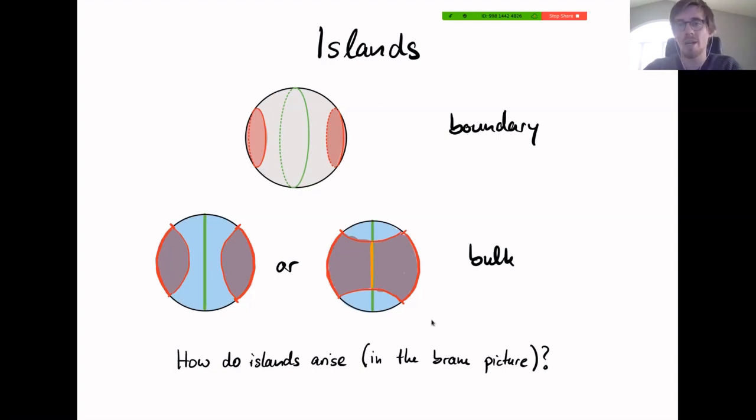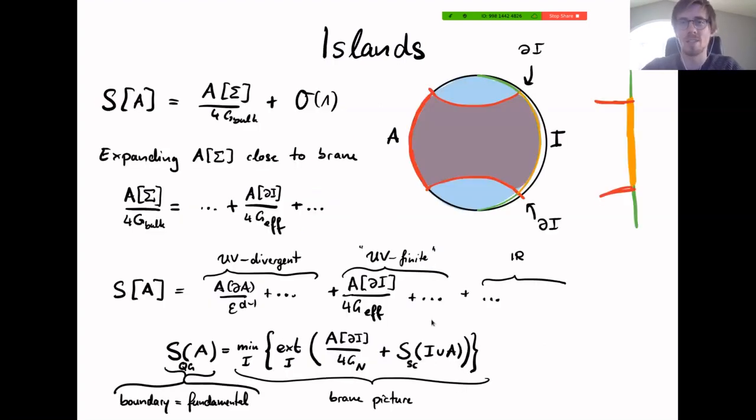And as you might already have guessed, the answer is that whenever my RT surface crosses the brane, then the intersection of my brane with my RT surface will be the boundary of an island in my brane perspective. Okay, how do we see this?